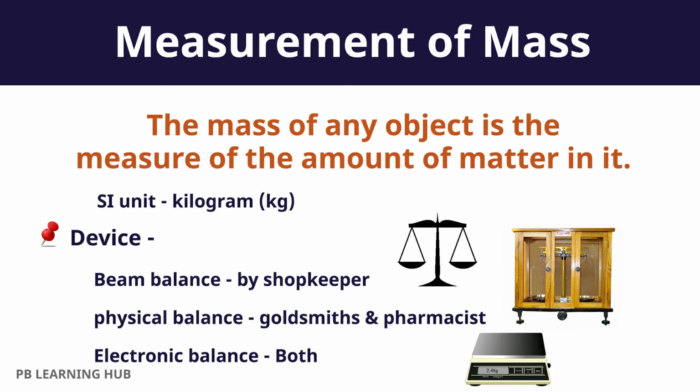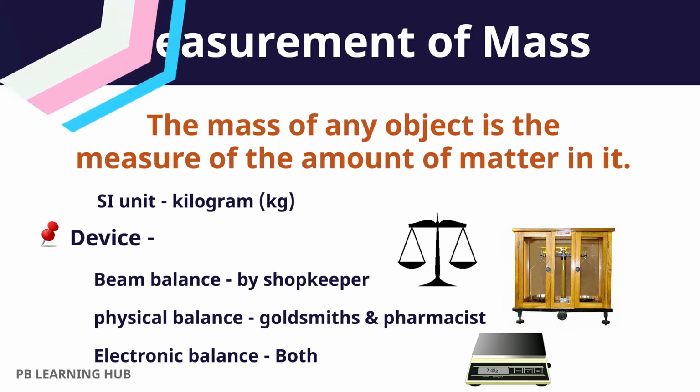Students, beam balance is normally used by the shopkeepers and vegetable sellers to find mass. But for the little quantity of mass like gold and medicine, the goldsmith and pharmacists use physical balance. And nowadays electronic balance is also used for both the work by the vegetable sellers and by the goldsmith and pharmacists.